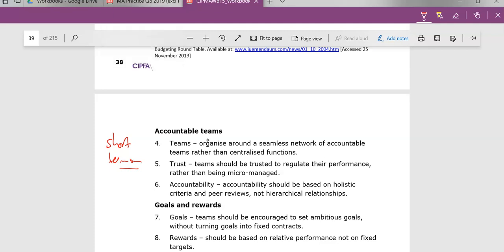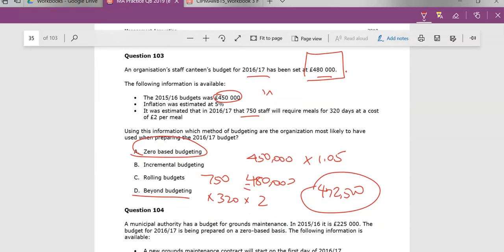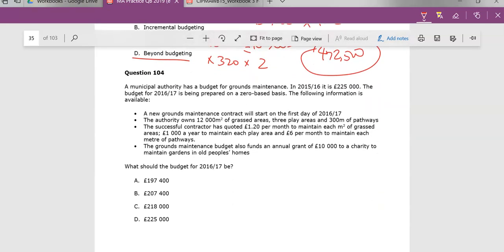Rolling budgets are pretty much saying that we look at the budget, it's still incremental, we're just addressing it every 3 months or something along those lines. We almost build a new budget every 3 months. But rolling budgets are fundamentally based on incremental budgeting, just over 3 months. So the answer was A there.